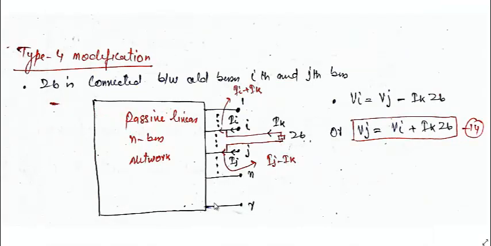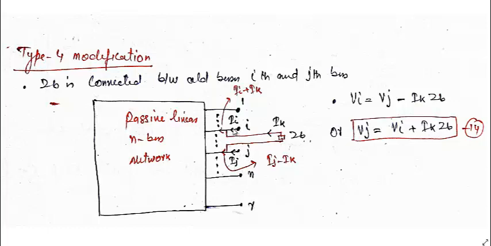The fourth type of modification is when ZB is connected between two old buses. Let us say these two old buses are the ith bus and the jth bus. So it will be like this. Here let us say this current is injected into this bus like this. So the current over here will be equal to Ii plus Ik. Since this current is going away from this, that means some current is taken from this. This current will be equal to Ij minus Ik.